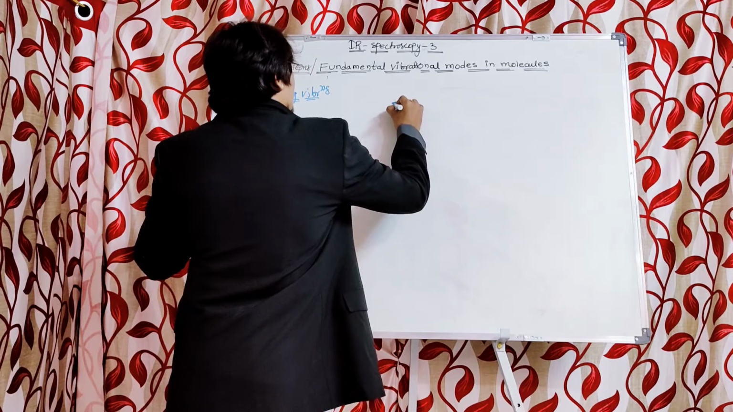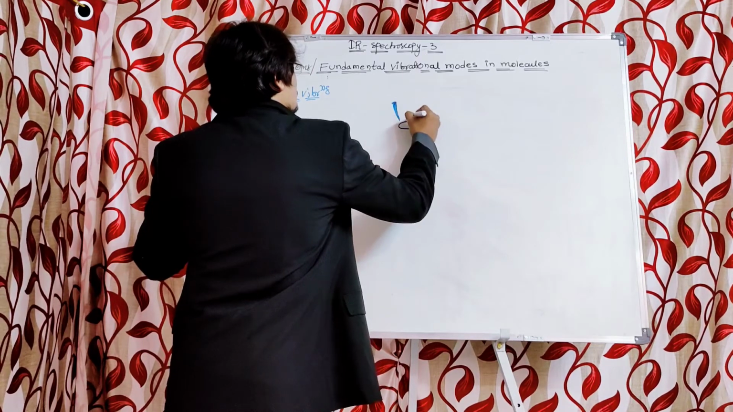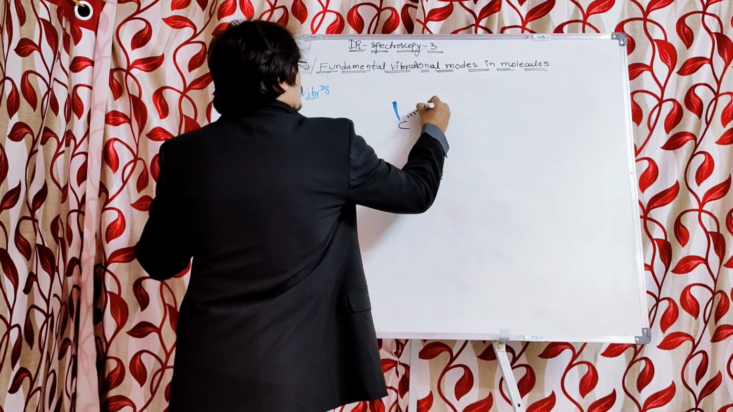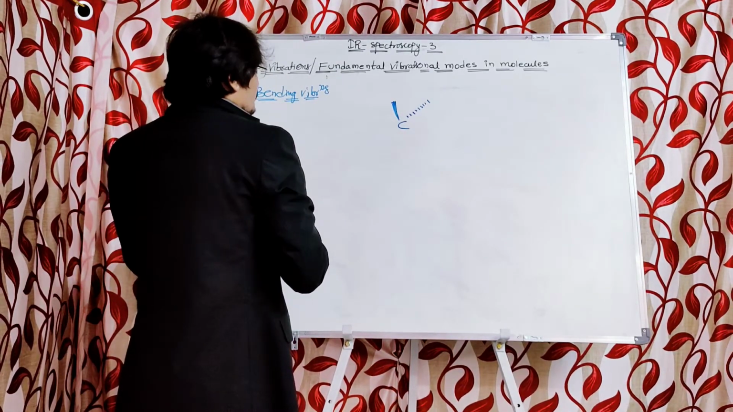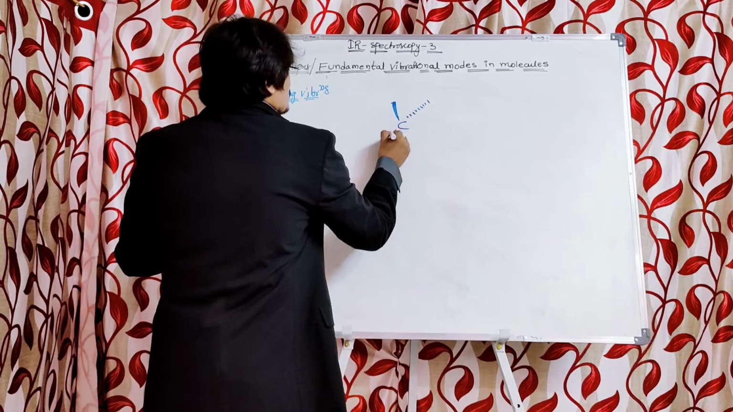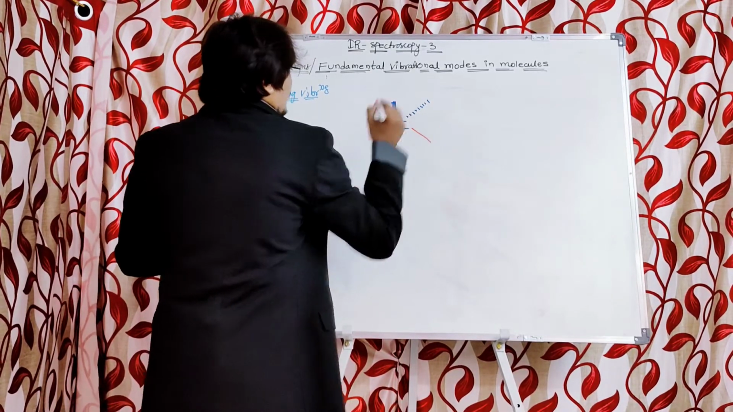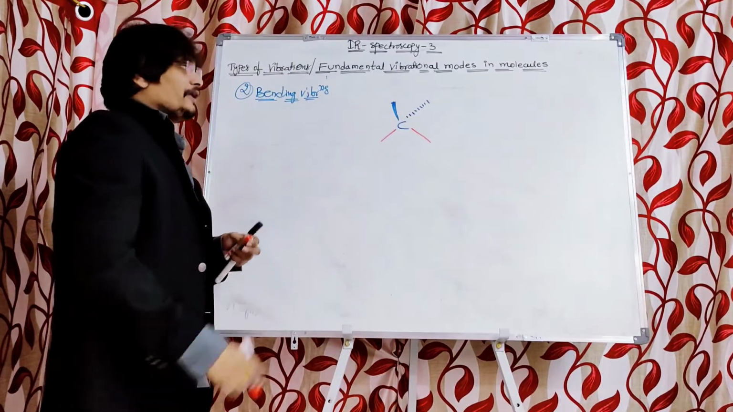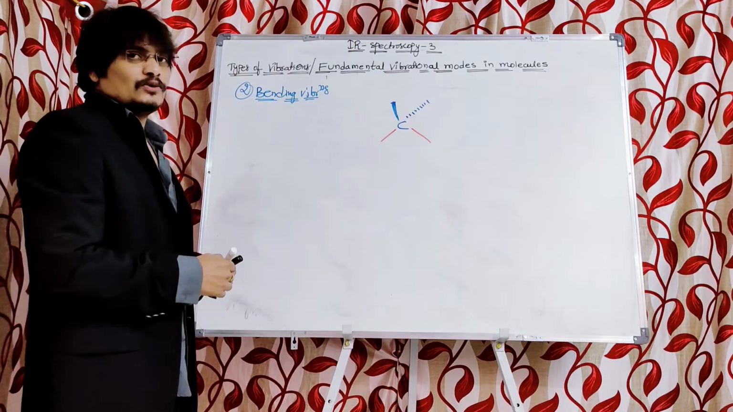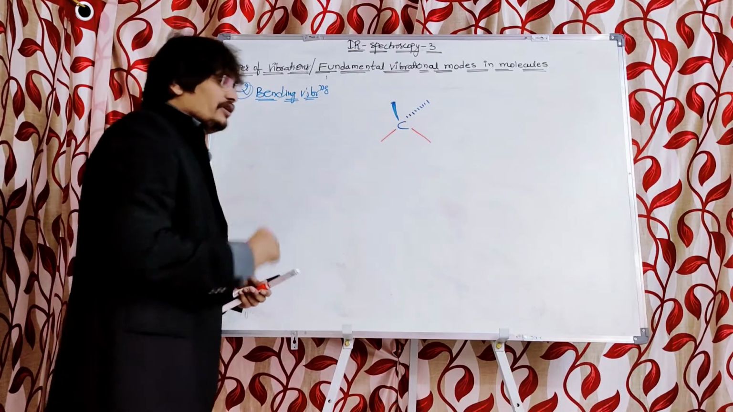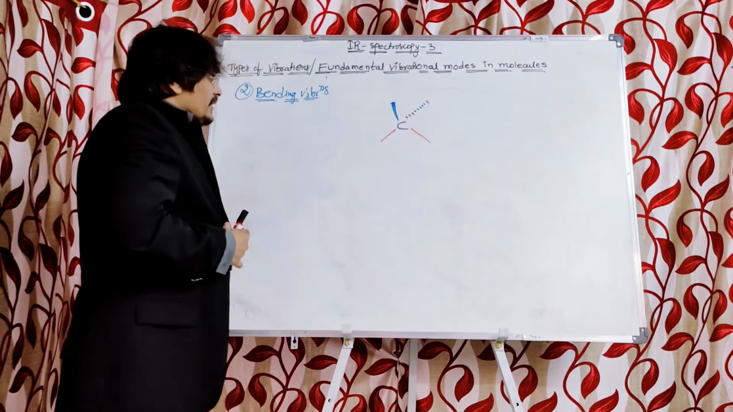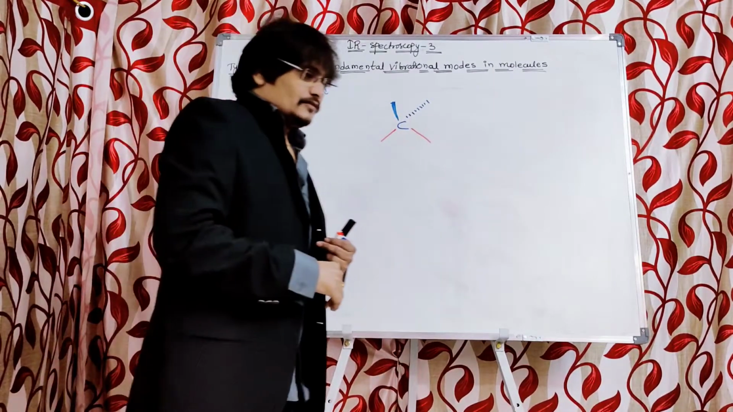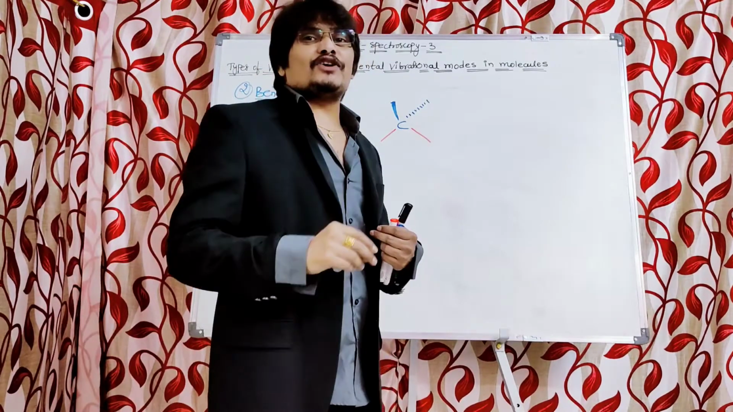Let us say that this group is towards the viewer. This group is away from the viewer. And these two are in the plane. Any molecule we can take. Now, in this molecule, four types of bending vibrations are possible.